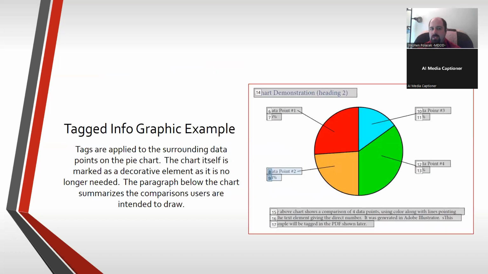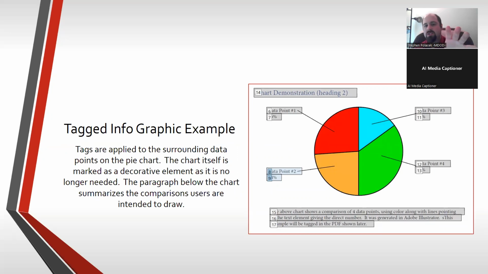On screen, I have a tagged infographic example. This is an example document I created in InDesign and then exported to Acrobat Pro to use for this. It's just a really super simple pie chart I created in Illustrator and then put in InDesign. And then in Acrobat Pro, I'm looking at the reading order in the accessibility tool.